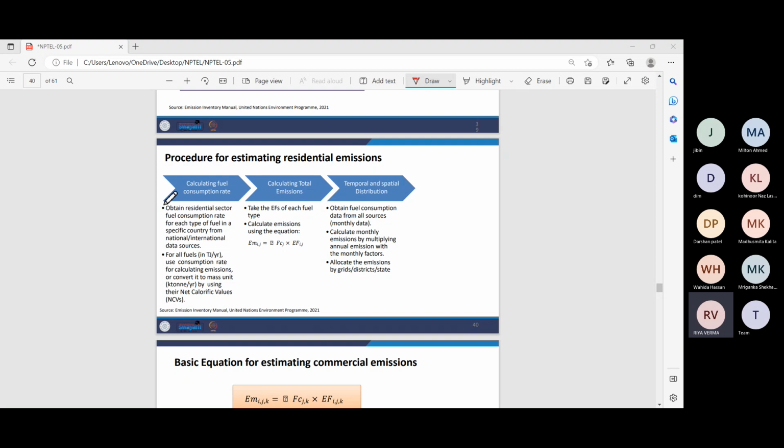We get these fuel consumption rates now in terms of energy units, like here it is joules per year.